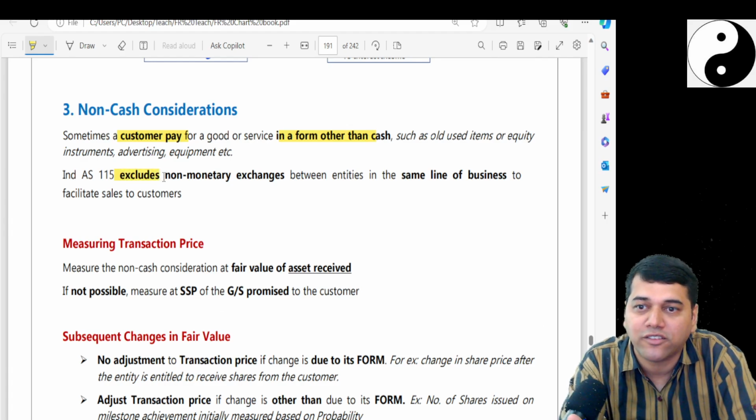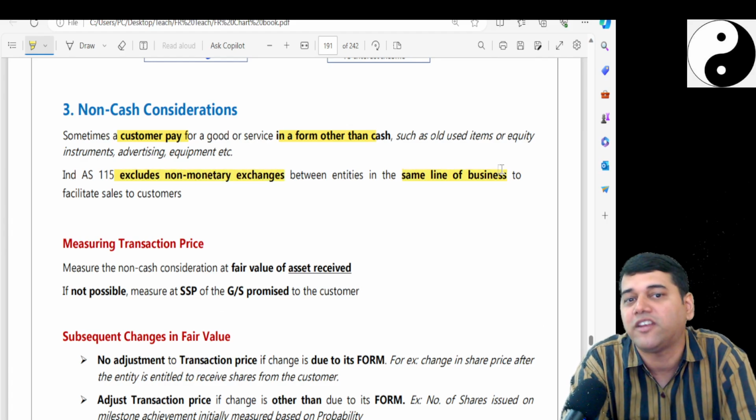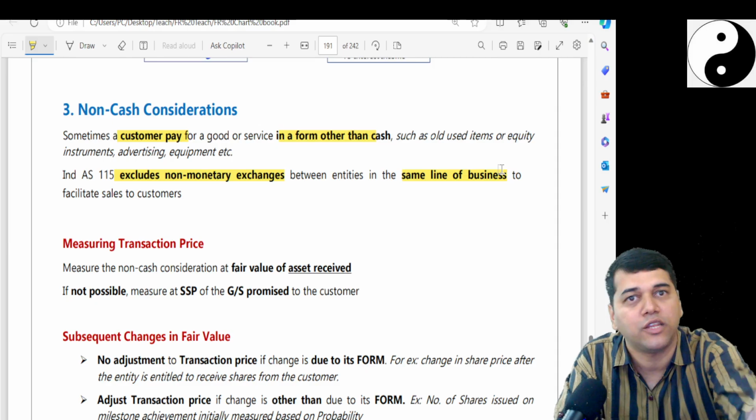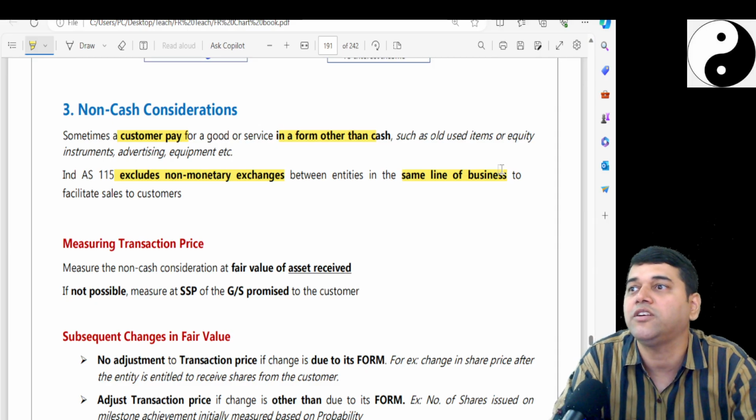So 115 excludes non-monetary exchange between the same line of business. That means I will give you, say, one car, and you will give me a car back. That means there is no commercial substance.